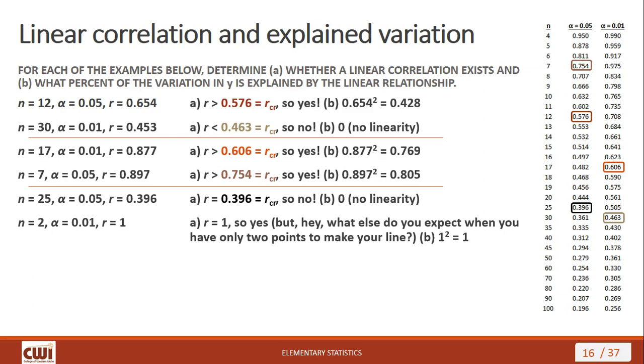There's no way that there could be any deviation of either of those 2 data points from your line of best fit, because you need both of those points to make your line of best fit. So because you have this perfect linear correlation, the percent of variation in Y explained by the linear relationship is 100%.